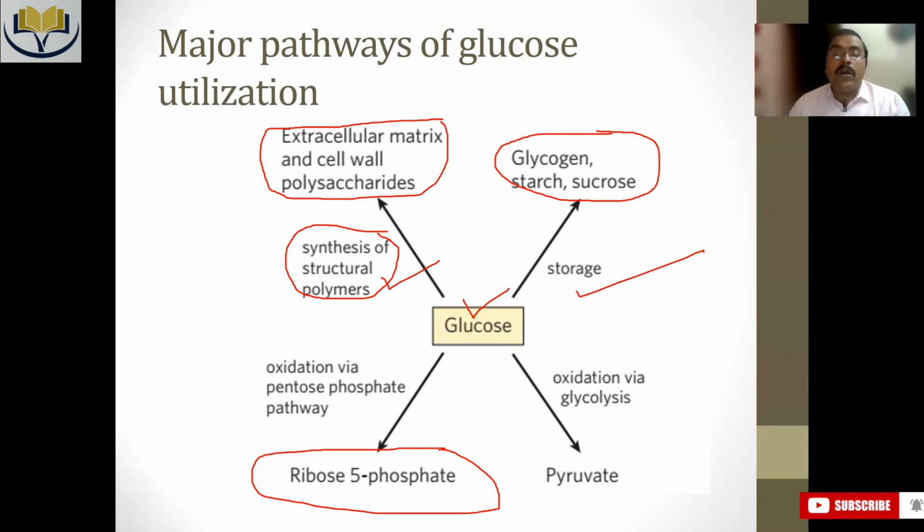Okay. So now the fourth one, which we are going to discuss here in this particular class, is the oxidation of glucose via glycolysis, which produces pyruvate. But this oxidation is not a complete oxidation. In glycolysis, glucose is not completely oxidized. It is partially oxidized, and complete oxidation requires the following steps like TCA cycle, electron transport and oxidative phosphorylation, followed by energy generation.